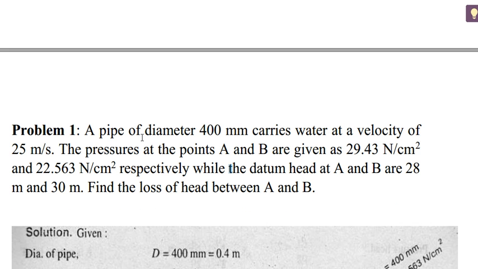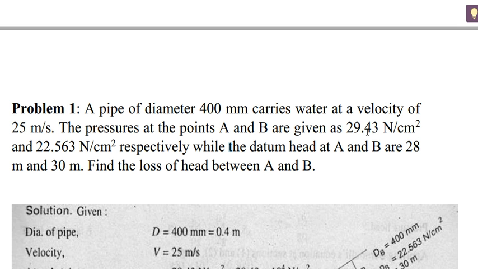This is the problem. A pipe of diameter 400 mm carries water at a velocity of 25 meter per second. The pressures at points A and B are given as 29.43 Newton per centimeter square and 22.563 Newton per centimeter square, while the datum heads at A and B are 28 meters and 30 meters. Find the loss of head between A and B.